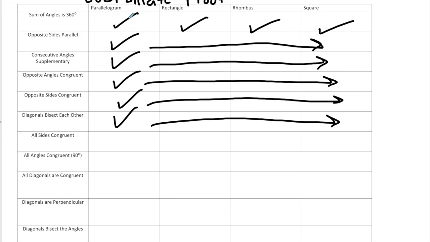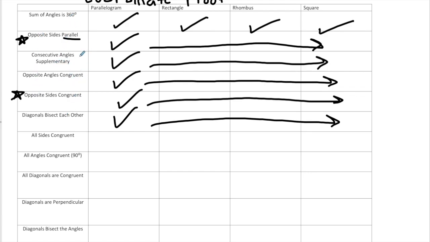So all 4 shapes: sum of the angles is 360, opposite sides are parallel, consecutive angles are supplementary, meaning they add to 180, opposite angles are congruent, opposite sides are congruent, and the diagonals bisect each other. If we're going to do coordinate proof, we can show this by showing that parallel means same slope. We can show this fairly easily, congruent, by showing distance. The rest of these are relatively difficult to show.